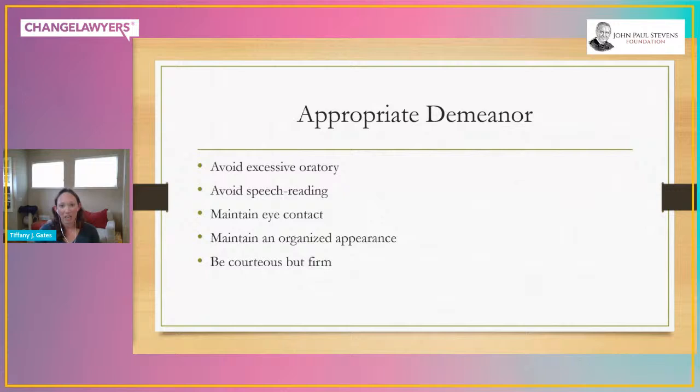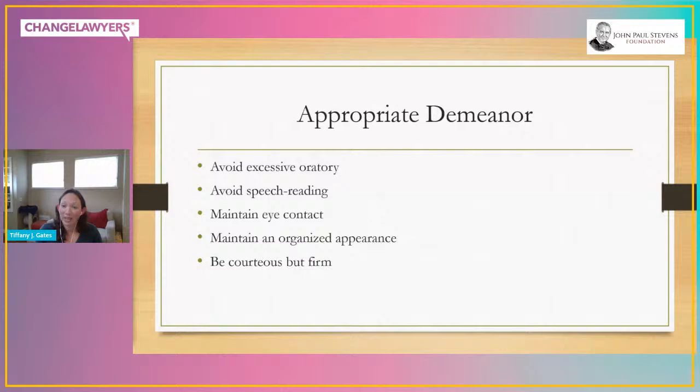Likewise, as much as we all like to try to make other people laugh, I recommend avoiding attempts at humor. Jokes can often be misunderstood, and it's a risky way to spend the very precious time you have with the court to address their concerns. So just avoid attempts at humor. I think that's a safe bet. We've already talked about not reading a speech. That can cause people's eyes to glaze over. Maintain solid eye contact with the court. That will help keep their attention.